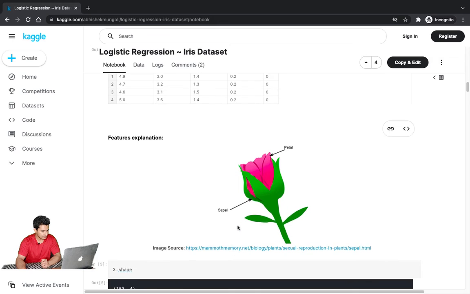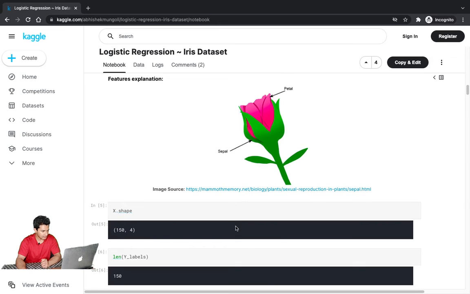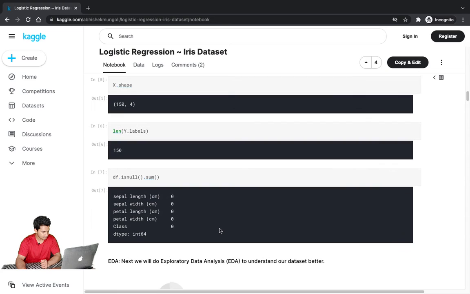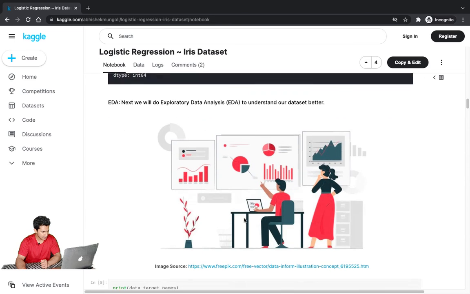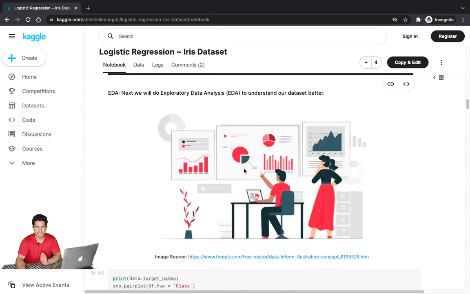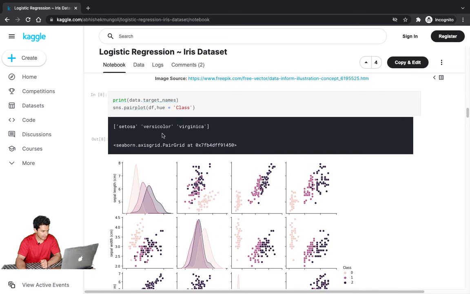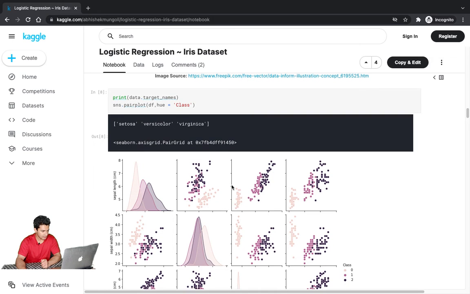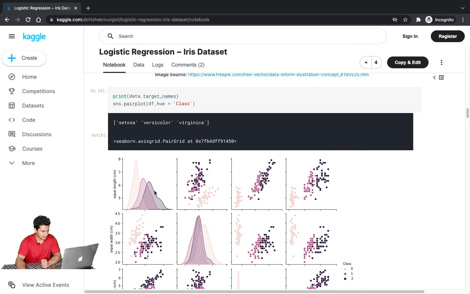So first of all we will do the basic understanding of the dataset, that is how many samples are there. There are 150 samples, and there are no nulls. Then we can do an EDA, that is exploratory data analysis, to understand the data or the features in a better way. So here we have done a pair plot of each feature with respect to the other features, and it also has a distribution plot.